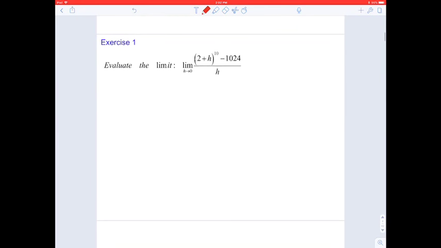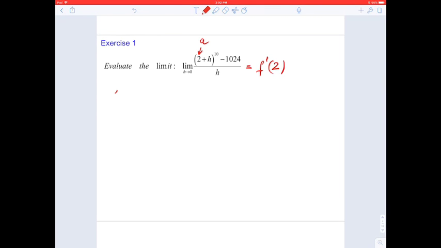Exercise number 1. Evaluate the limit. Limit as h approaches 0, quantity 2 plus h to the power of 10 minus 1024 over h. Of course, we don't really want to evaluate this limit algebraically. We would like to use some concept. That means we can see right away that this limit represents the derivative of a certain function at the point 2.